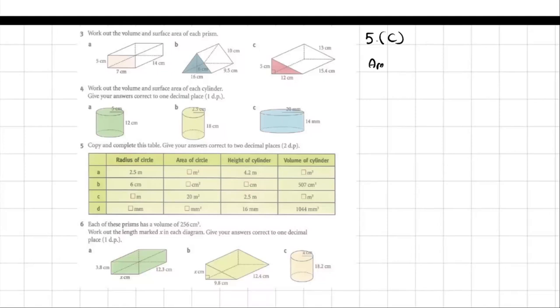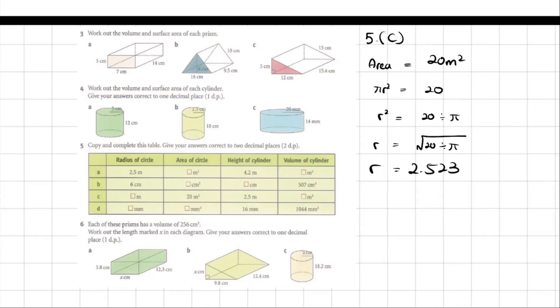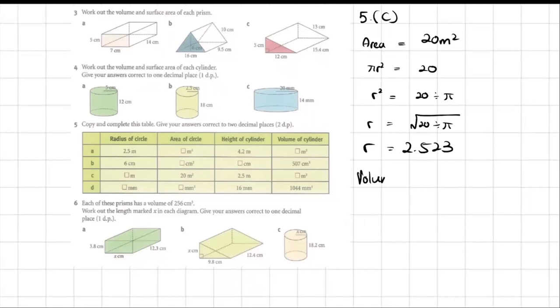Area is equal to 20 square meters. So pi r squared is equal to 20. r squared is equal to 20 divided by pi. r is equal to the square root of the answer, which is 20 divided by pi, square root of the answer, 2.523. Then to find the volume of the cylinder, 20 multiplied by 2.5. That's it.